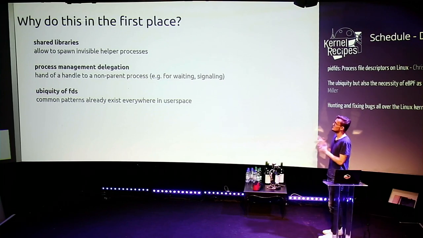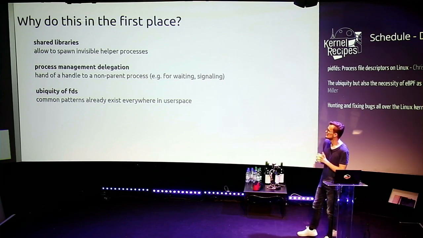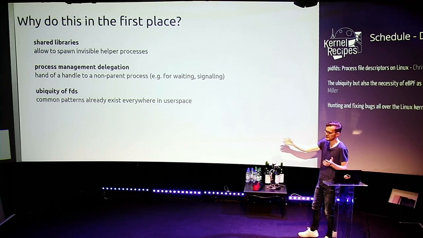And another reason why we did this is that we have users, which I'll show in a little bit, of shared libraries that want to spawn invisible helper processes, which is a pretty big problem for some generic shared libraries in user space. So let's assume you have a main loop running with a bunch of callbacks, and one of those callbacks is a generic handler that waits on children when it receives a SIGCHLD signal. Now, you don't know what's running in your main loop. Someone in your main loop might fork off separate helper processes, which you are not supposed to reap.